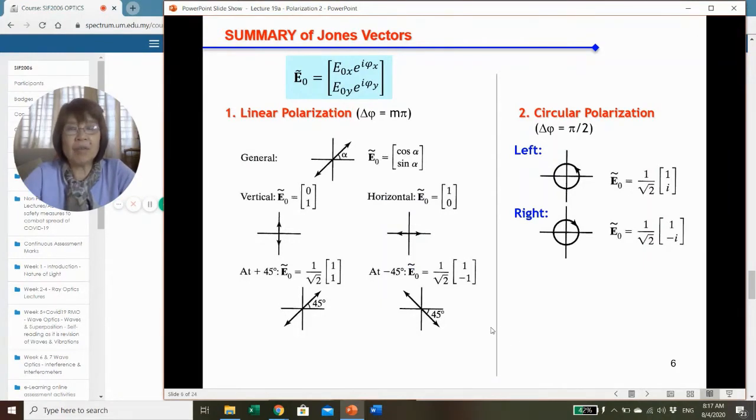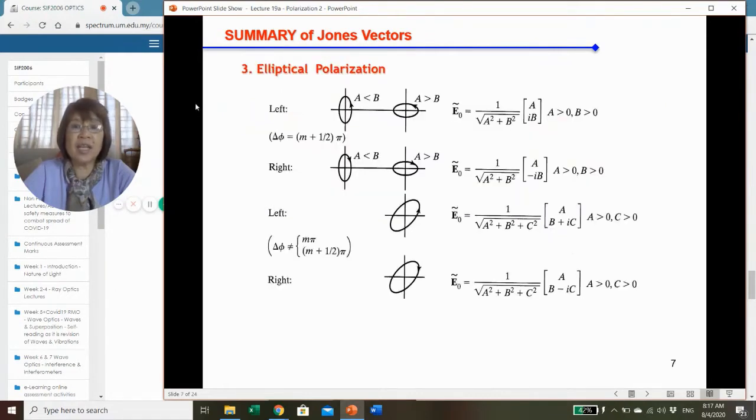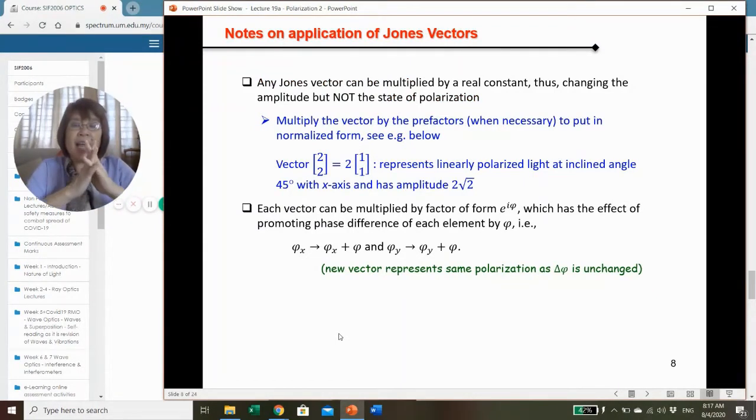This is a summary of all the states of polarization that we have described before. So this is given as a reference for you, and all these are written in normalized form: linear polarization, circular polarization, and elliptical polarization. So you will find that any Jones vector you can multiply by a real constant. So what happens is that you will be able to change the amplitude, because you're changing the prefactor only, but not the state of polarization.